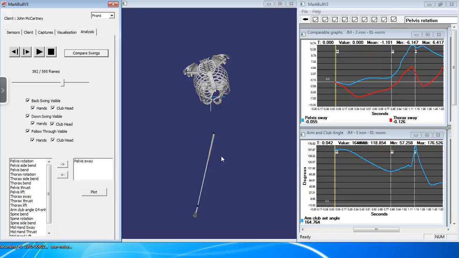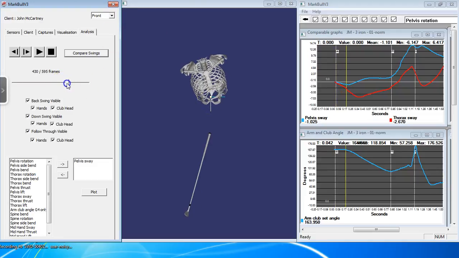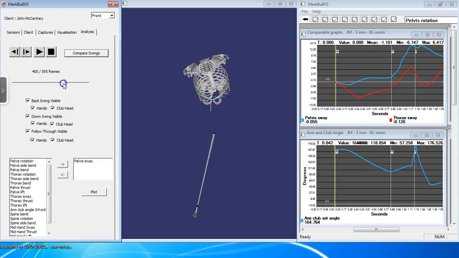Hi there, welcome to the second part of my self-assessment of my swing motion. Today I'm just going to have a look at the 3D motion capture of my swing. So I've taken one here of my pelvis, thorax and club.